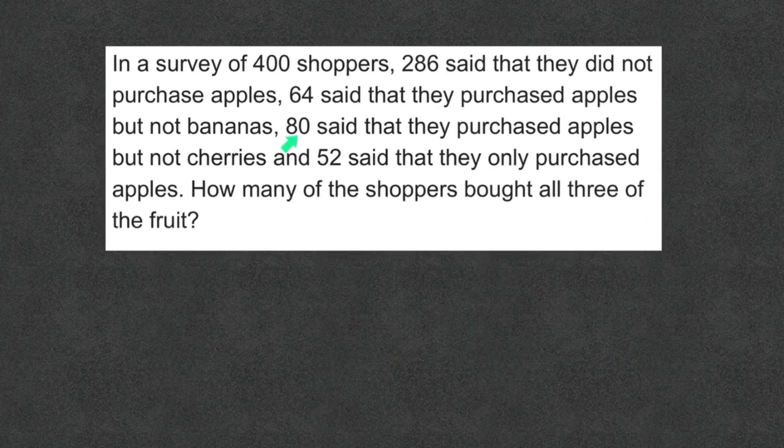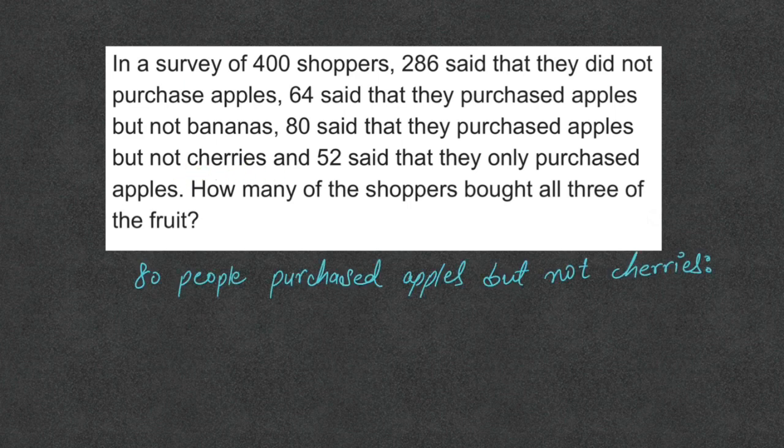Next information: 80 people purchased apples but not cherries. So again, using the principle of inclusion and exclusion, I can write n of A minus n of A intersection C is equal to 80. Here n of A intersection C represents the number of people who bought apples and cherries, and we subtract it from the number of people who bought apples. So finally we get the number of people who purchased apples but not cherries, which is equal to 80. Name it equation number 2.